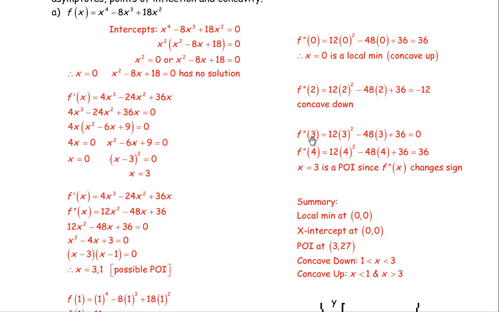So at 3, the second derivative is equal to 0, and actually I really didn't need to do that because I found the second derivative was 0 here. But at 4, if I put 4 in the second derivative again, it goes back to being positive. So at 2, it's negative, at 3 it's 0, and at 4 it's positive. So at 3 it changed sign. The second derivative changed from negative to positive, so that's how I know that 3 is a point of inflection. It's not a local min or max point.